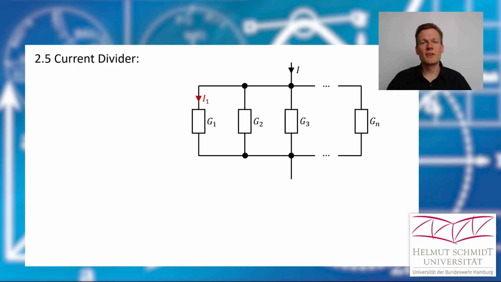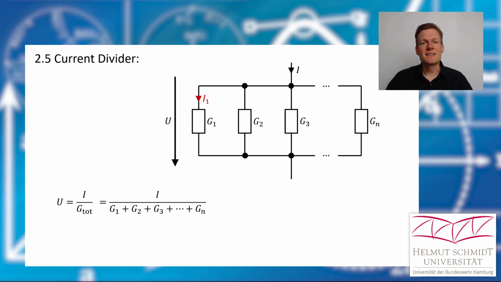So all the resistors are connected in parallel, and that means that we have the same voltage drop at every resistor. And we can express this voltage with the current flowing into it divided by the total conductance. So this is just Ohm's law. And we know that the total conductance is the sum of the single conductances because they are connected in parallel.